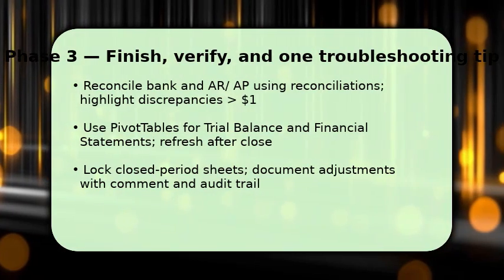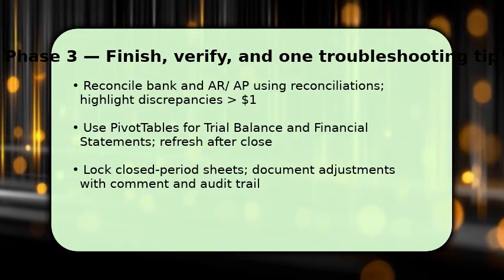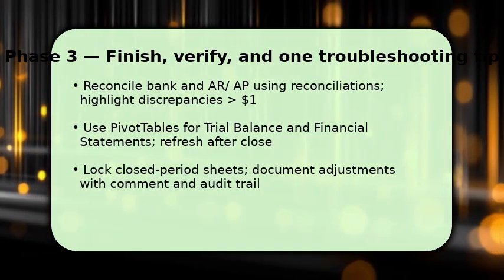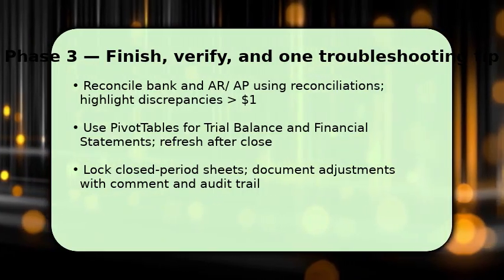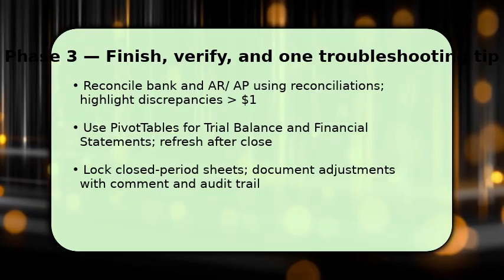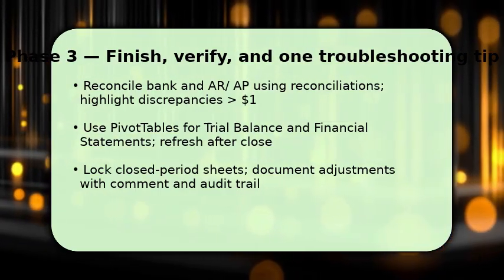To finish, perform reconciliations. Match bank statements and AR/AP to ledger entries, flag any discrepancy over $1 for investigation. Then generate trial balance and financial statements with pivot tables and SUMPRODUCT summaries, and refresh all tables after posting adjustments.